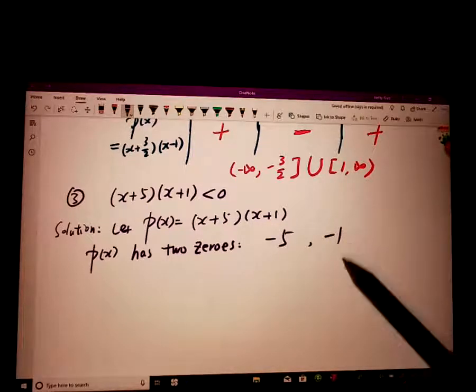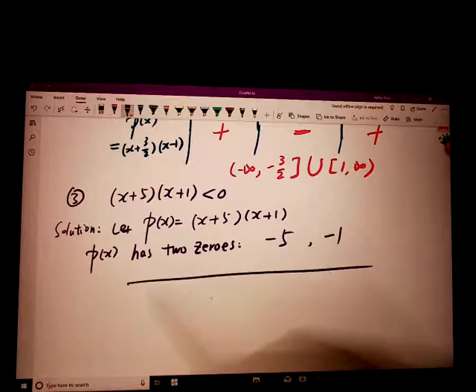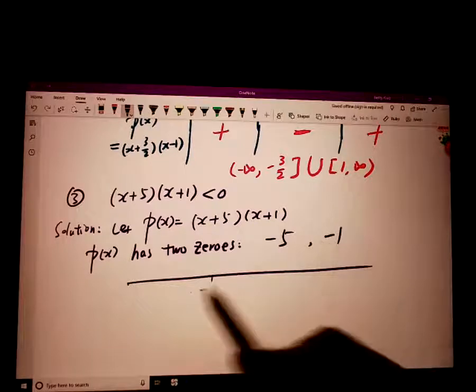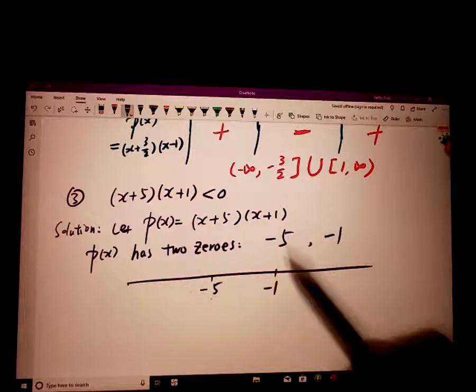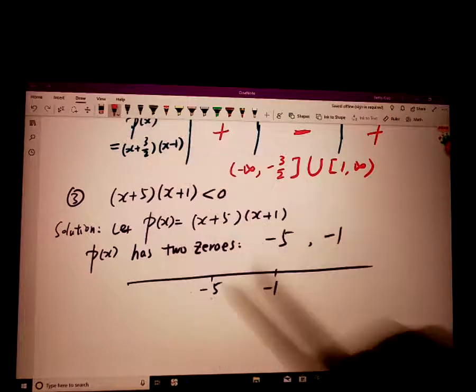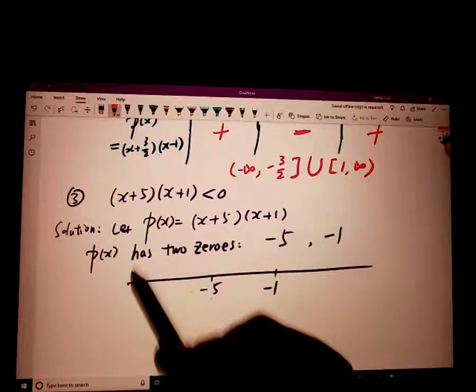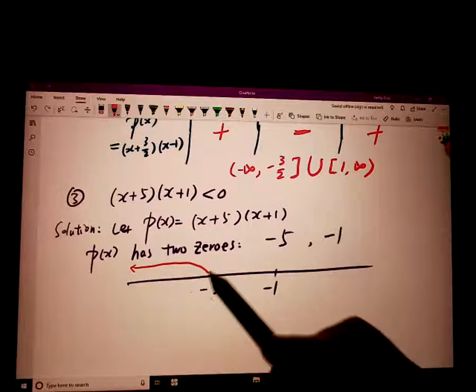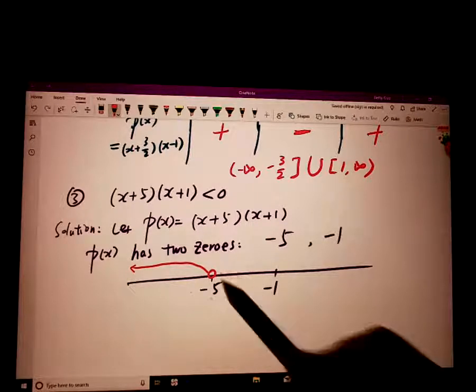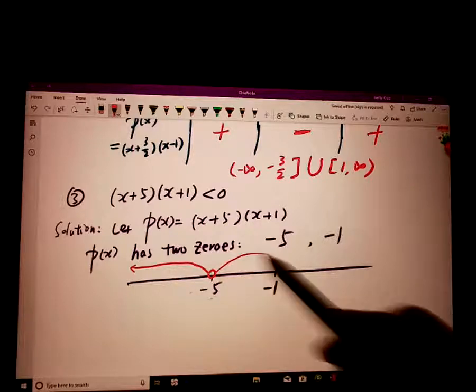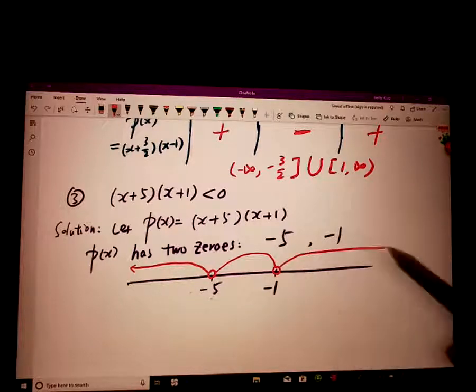The two zeros divide the whole real number line into parts. By the way, negative 5 and negative 1, which one is smaller? You have to be careful with that. Negative 5 is to the left of negative 1. Negative 1 is bigger than negative 5, okay? The two numbers divide the whole real number line into three parts: negative infinity to negative 5, negative 5 to negative 1, negative 1 to positive infinity.